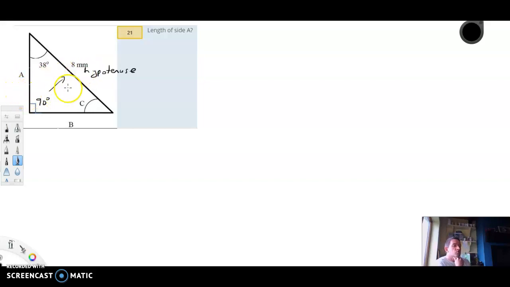Now, if we knew two sides in a right angle triangle, we could use Pythagoras' theorem, but we don't. We only have one side, so we're going to be using sine, cos, or tan. These are the trigonometric ratios.